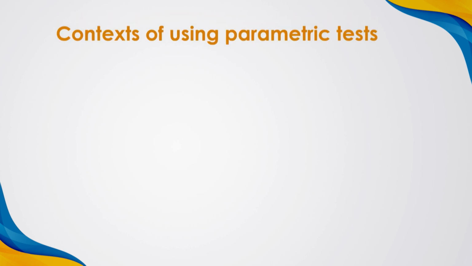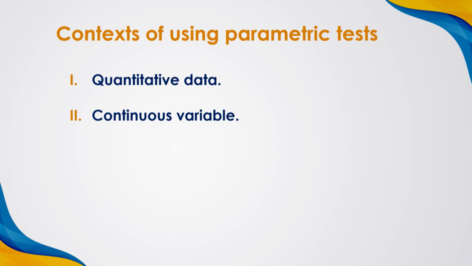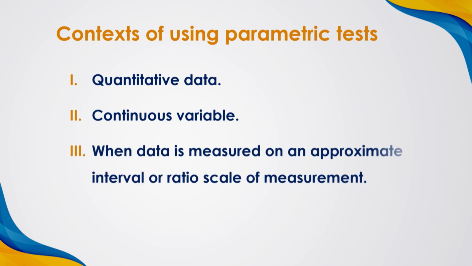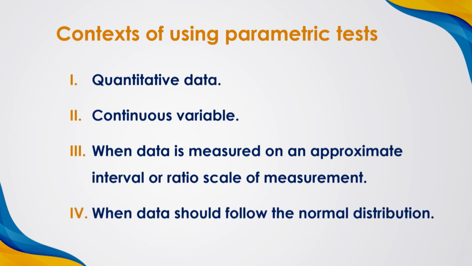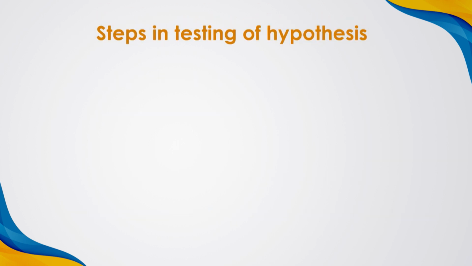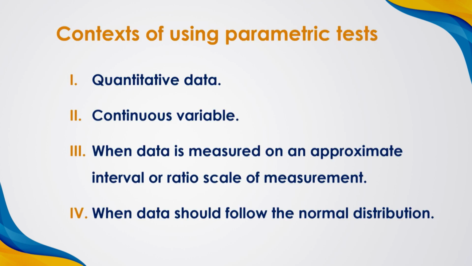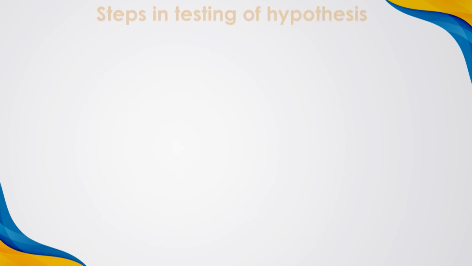Coming to the contexts where we make use of these parametric tests: one is quantitative data, another is continuous variables, third is when data is measured on an interval scale or ratio scale, and fourth is when the data source follows the normal distribution. Under these four constructs, we discuss the usage of parametric tests.